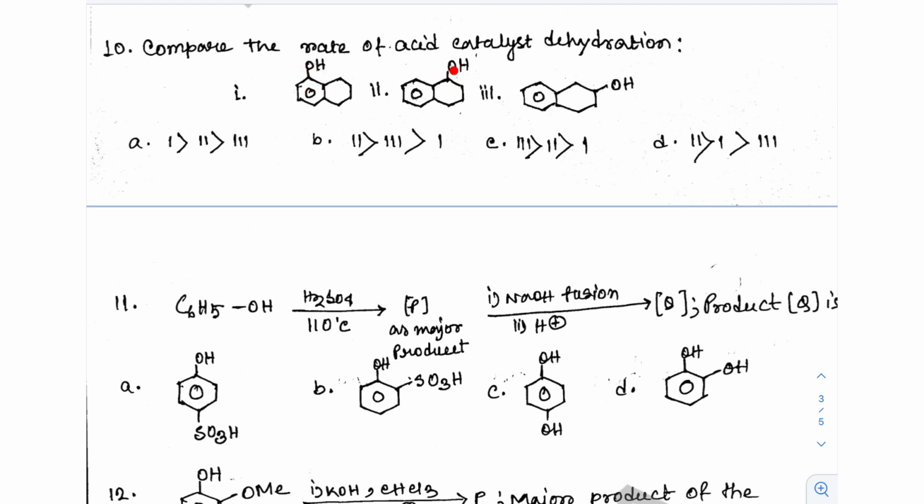Here we'll get a 2-degree benzylic carbocation. This is highly stable, and here we'll get a normal 2-degree carbocation. So the most stable carbocation is the benzylic 2-degree. So 2 will be the fastest, then 3, the normal 2-degree, and then the vinylic, highly unstable carbocation. So the rate of dehydration of the first compound will be the lowest. So option B is the correct answer.